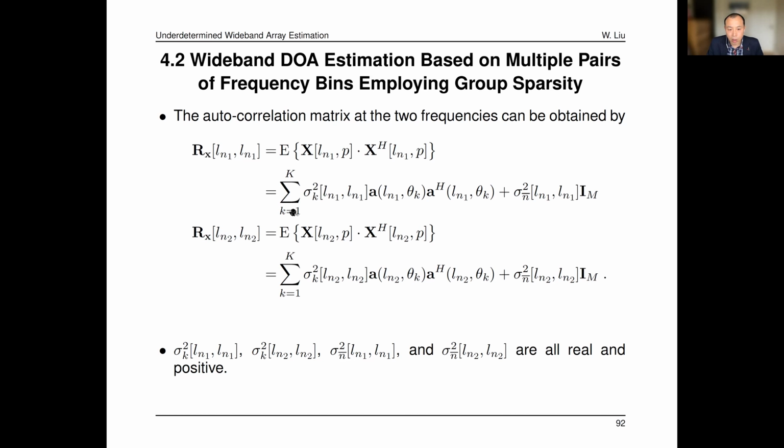Because the sources are uncorrelated, you have this result. This is the power of the sources at the frequency L_n1 for target K, and those are the steering vectors, and this is the noise. This is for the second frequency L_n2. These values are signal power, so these four values sigma are non-negative.